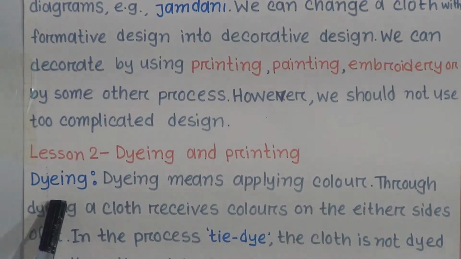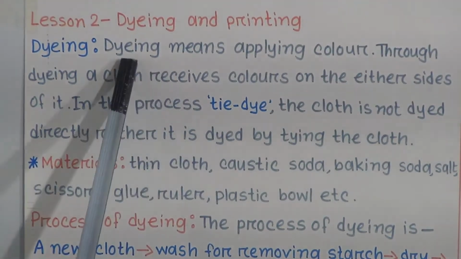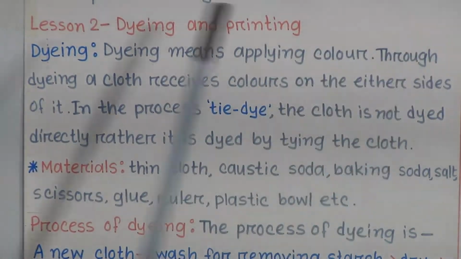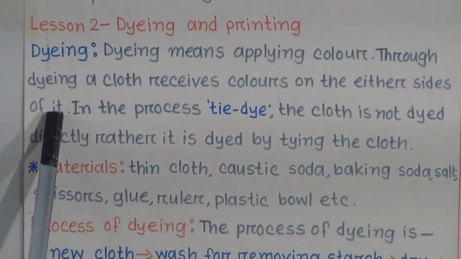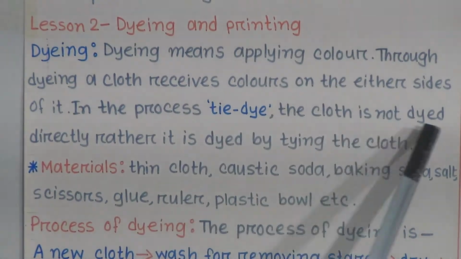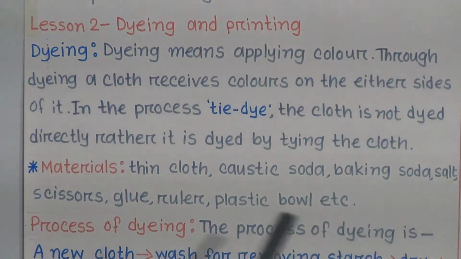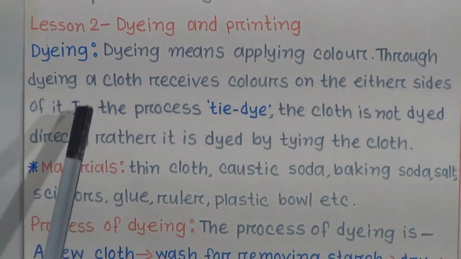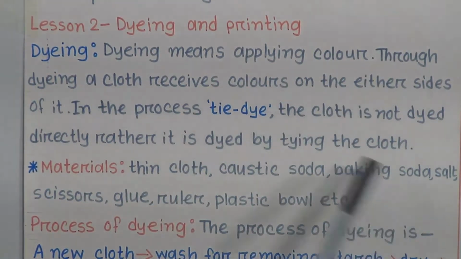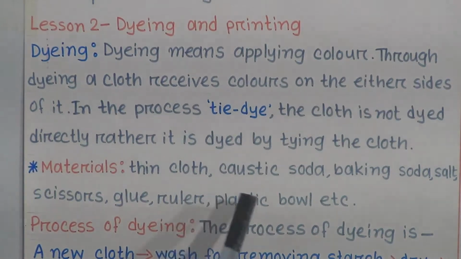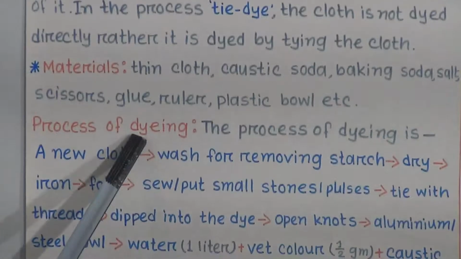First, we'll discuss about dyeing. Dyeing means applying color. What does dyeing mean? Dyeing means applying color. Through dyeing, a cloth receives colors on either side of it. In the process of tie-dye, the cloth is not dyed directly, rather it is dyed by tying the cloth. Okay, now we'll learn about the materials for dyeing. We need thin cloth, caustic soda, baking soda, salt, scissors, glue, ruler, plastic bowl, etc. for dyeing.